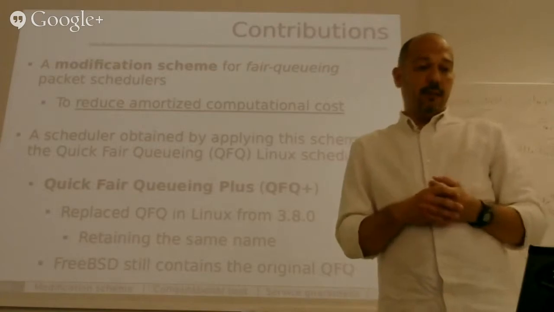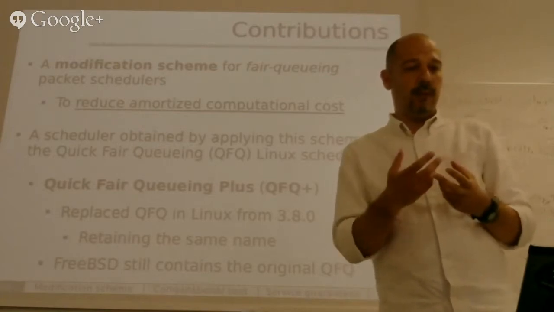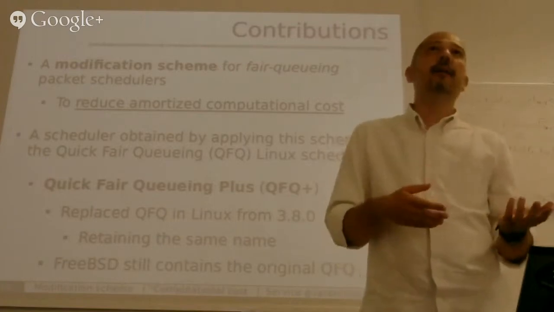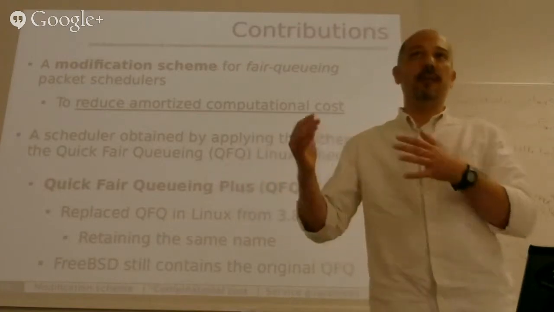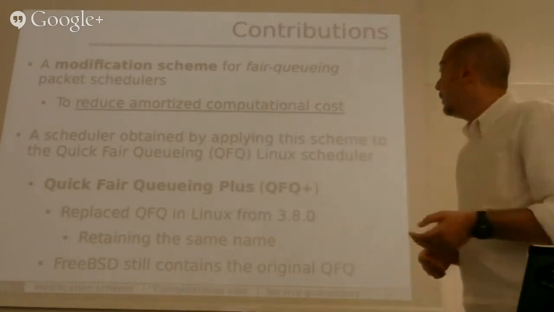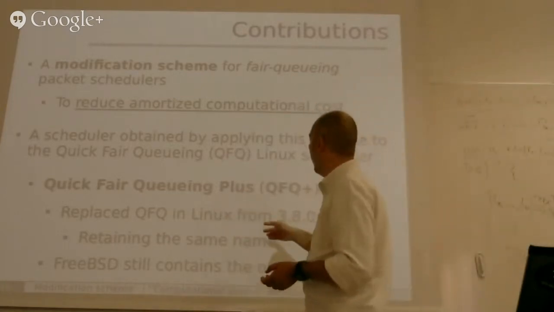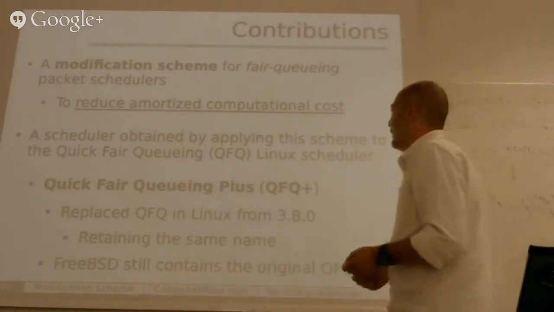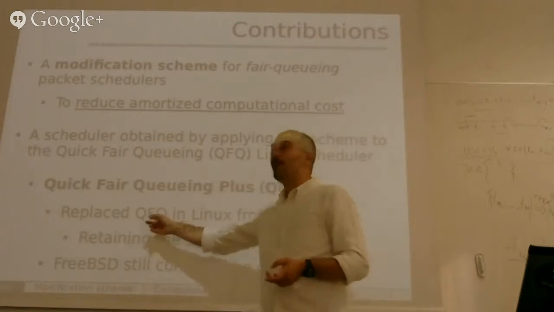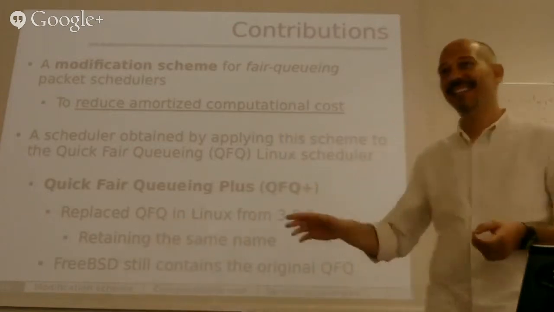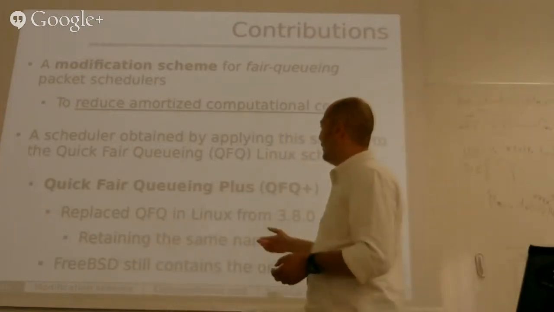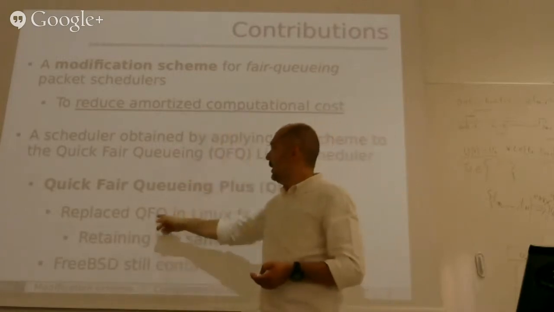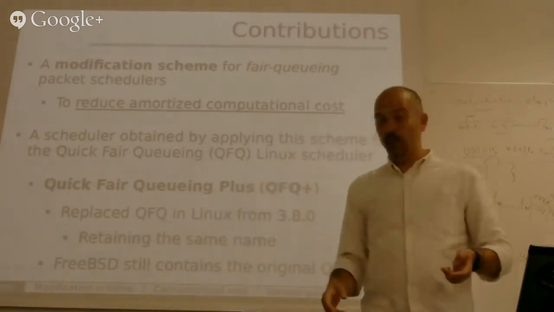And the other thing that I'm going to show you is one of the schedulers that I obtained by applying this modification scheme to a specific scheduler. This new scheduler is Quick Fair Queuing Plus, whose name, with much fantasy, comes from QFQ, and I added Plus because it has a lower computational cost. So I applied this modification scheme to QFQ and obtained this QFQ Plus.